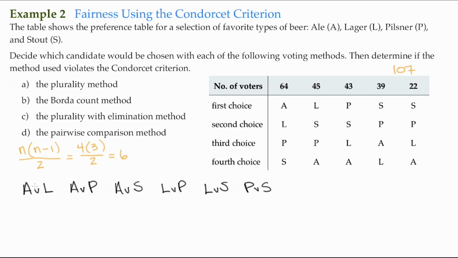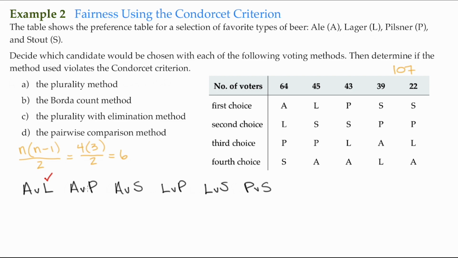I'm going to see where ale is higher than lager. Ale gets 64 votes here, not here, not here, right here. So it gets another 39. 64 and 39 is 103. So therefore, lager is getting all the other votes, which would be 110. So ale does not get a majority. Therefore, lager would win in a head-to-head comparison with ale.